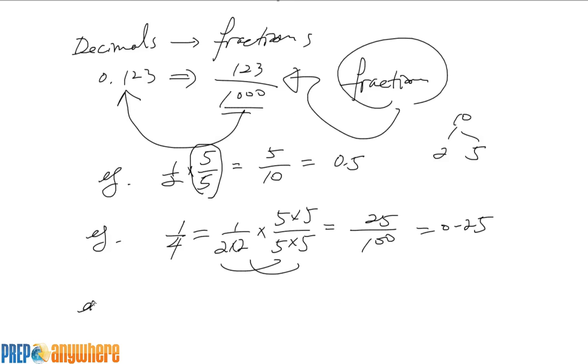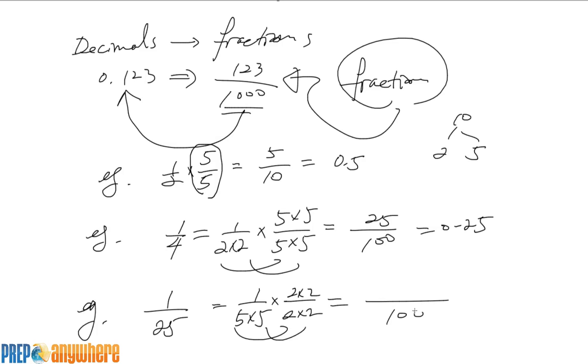Okay, let me just do one with 1 over, let's say, 25. This is 1 over 5 times 5. I'm breaking it down like that because that tells me how many more 2's I need. I need 2 2's. 10, 10. Once again, 100. Top will give you 4, so it's 0.04.